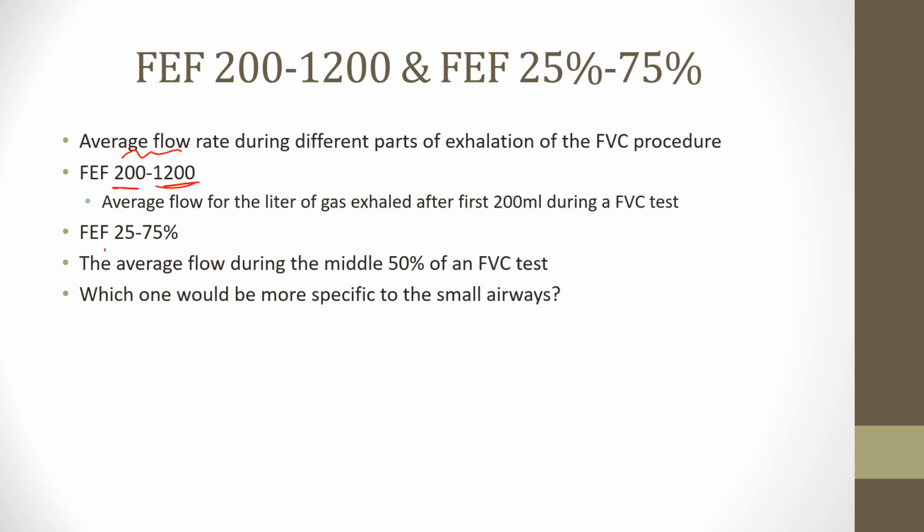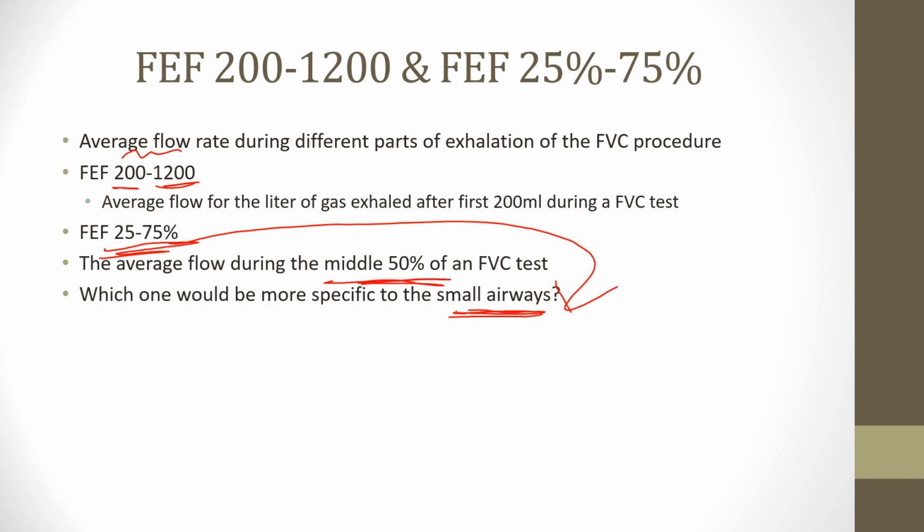That 25 to 75% flow rate is measured from after you've exhaled 25% of your breath to when you've exhaled three-quarters of your breath. That's looking at how fast your gas is moving during that middle 50% of the test. So which one's going to be more specific to small airways? Well, that's going to be the 25 to 75% because it's later on in the expiratory maneuver.